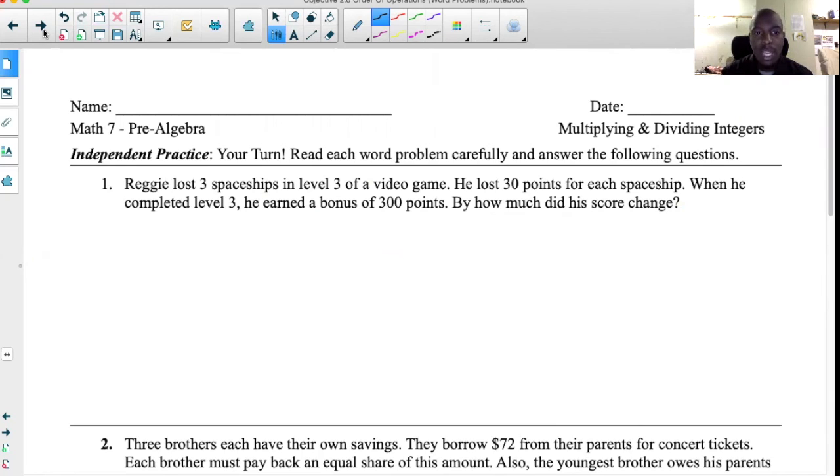Okay. Now be very careful when you read stuff because, for example, Reggie lost 3 spaceships in level 3 of the video game. Okay. I can tell you this. Him losing 3 spaceships may be important. What in level 3 may not matter here. He lost 30 points for each spaceship. Okay, that may matter when he completed level 3. Once again, does level 3 matter? Not really. Take your time and read it and really discern what's important because some students say, okay, I see number 3, I see number 3, I see number 3. And then you don't realize what was important with the first 3 or what wasn't important with another 3. Take your time, read it, discern the important information, all right?